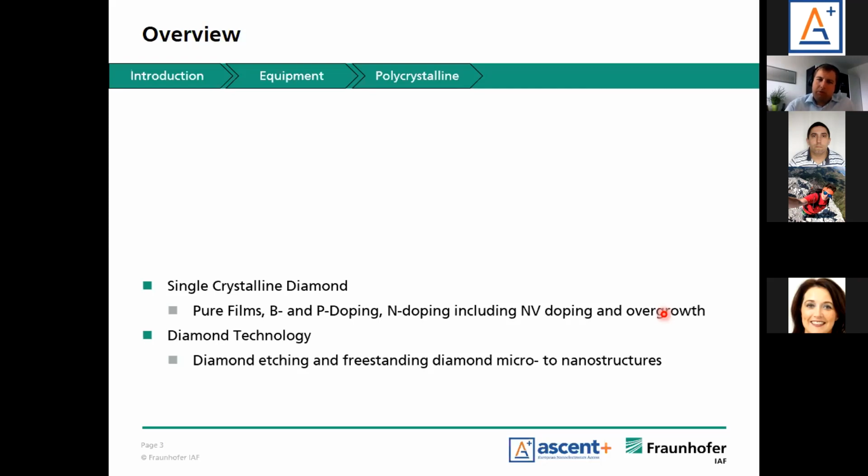We've done a lot of boron and phosphorous doping in the past for electronic applications, but this doping also plays a crucial role for new NV diamond applications, especially for charge stabilization. We also do nitrogen doping that includes doping with NV centers, which a lot of people believe will play a very crucial role in future quantum applications like quantum sensing and quantum computing. And here we're also doing overgrowth of microstructures, and you will see how this looks in the very last part of this section.